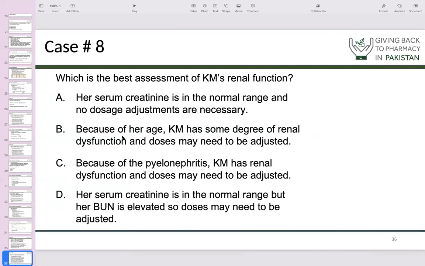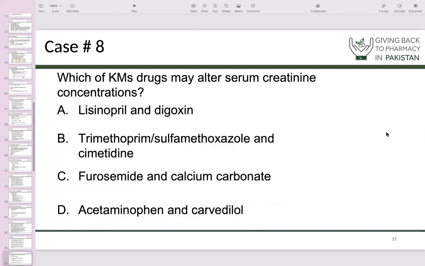So she has some degree of renal dysfunction because of her age, not because of any functional problem in the kidney. So because of her age, KM has some degree of renal dysfunction and doses may need to be adjusted. So B is the answer in this case.